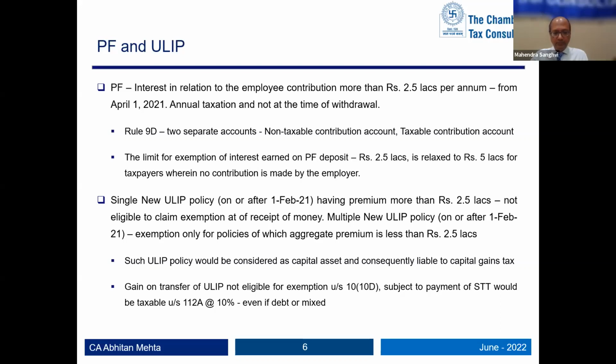So regarding the policy, first two policies would be 2.5. Policy is ULIP. Yes, policy ULIP. You say 2.5 lakh. How do you repeat that example?